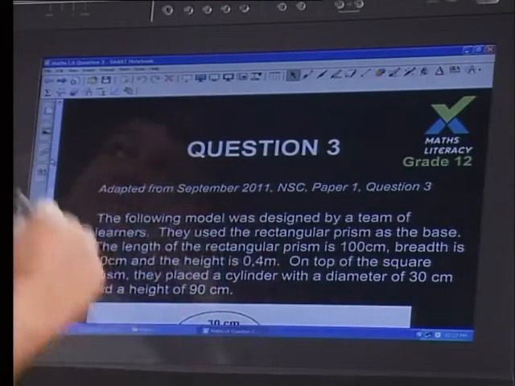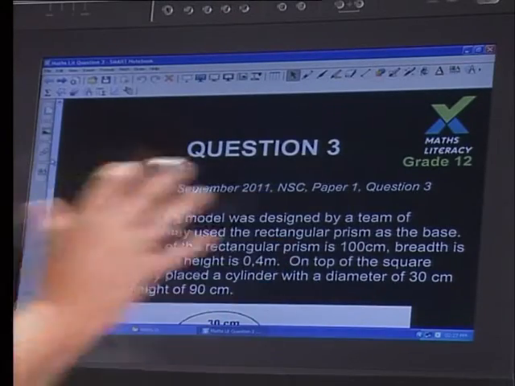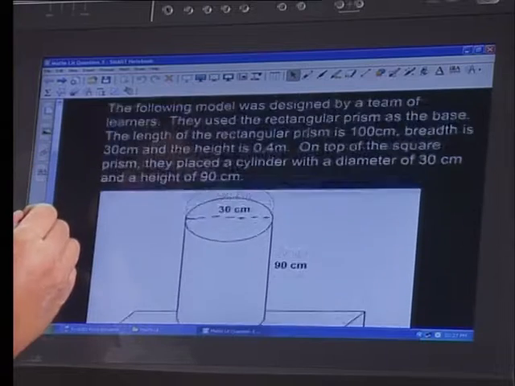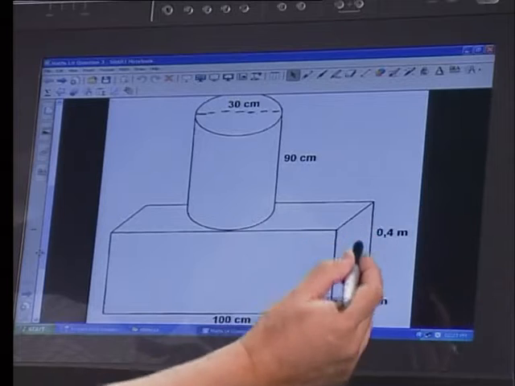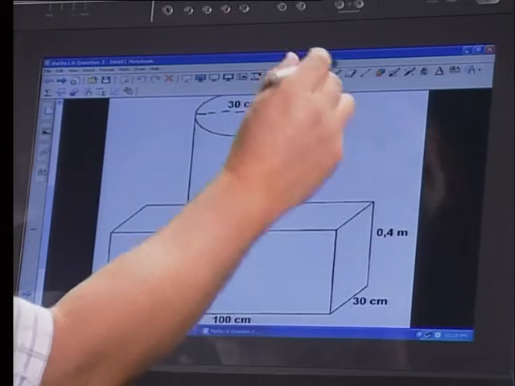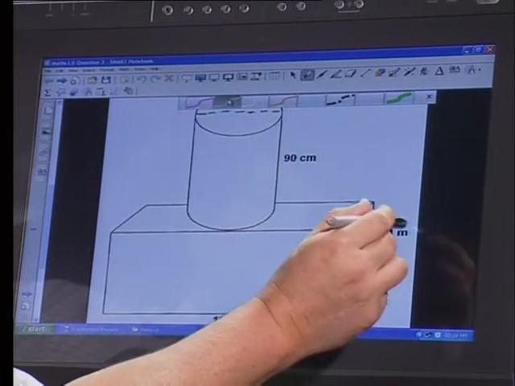But the person who set this paper was very kind and actually drew a model of all this information. So although there's a whack of stuff here, let's just look straight at the diagram. And there it is. I have a little weirdly shaped box here, and on top of it, I have this cylinder. We have a length of 100, a width of 30, a height of 0.4. Let's have a look here quickly. What do you notice?